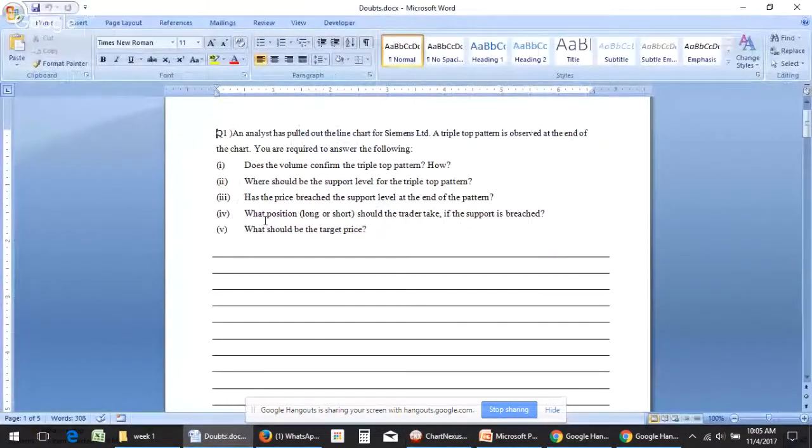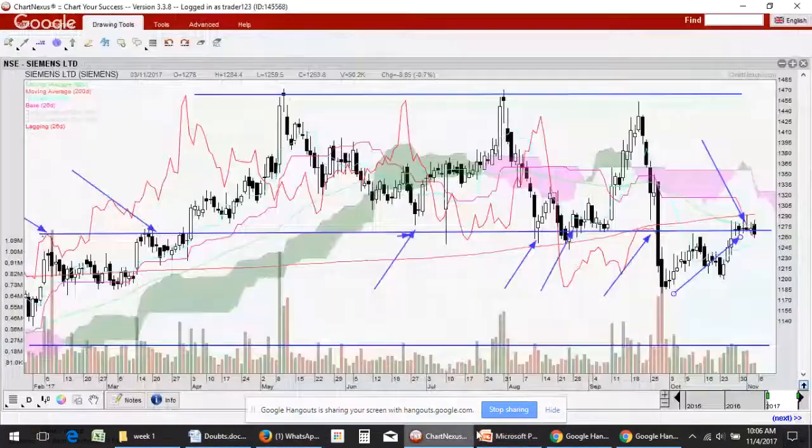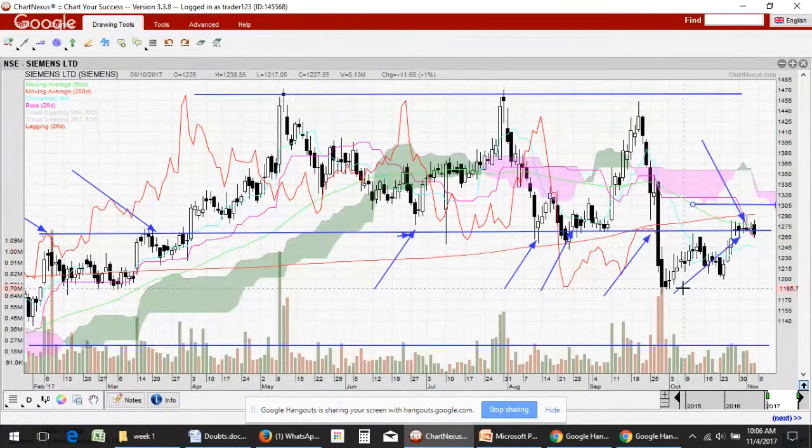And what's the next question? What position, long or short, should the trader take if the support is breached? Once the support is breached, you have to take a short position. So at this point, if you're short, you're keeping your stop loss above this support level. If in case the bulls do come back in and try to rally the stock again, you don't want to be in the stock for too long.